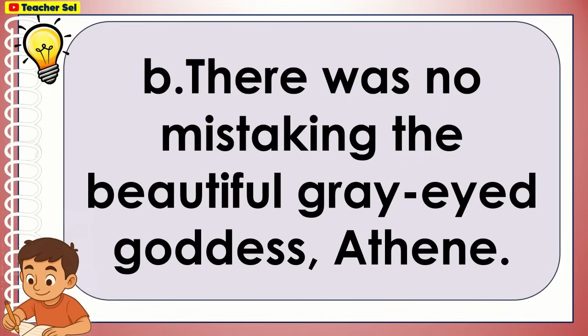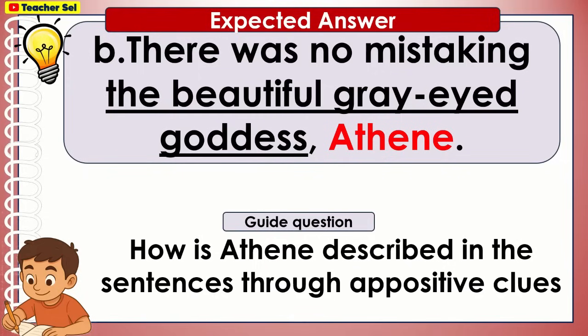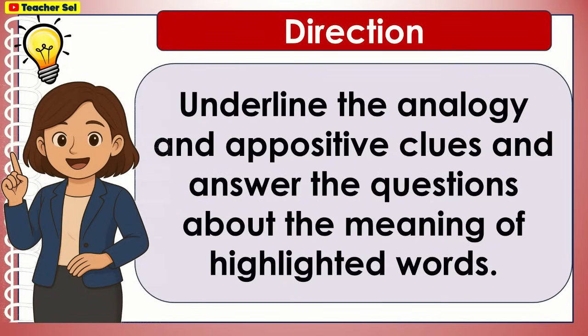There was no mistaking the beautiful gray-eyed goddess Athene. The beautiful gray-eyed goddess. How is Athene described in the sentences through appositive clues? Underline the analogy and the appositive clues and answer the questions about the meaning of highlighted words.